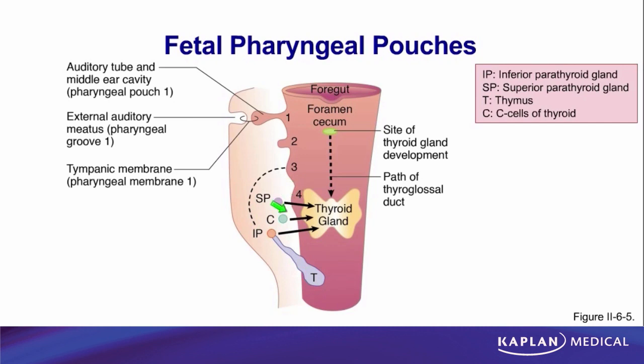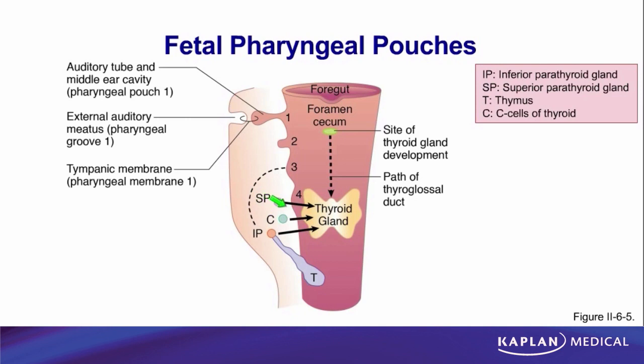From the cells underlying the fourth pouch, again, those cells migrate, not nearly as far. Some of them just migrate a little medially. They become the superior parathyroid, and others migrate and become incorporated into the thyroid gland, and they become the calcitonin secreting cells, or the C cells of the thyroid. So not the thyroxine secreting cells of the thyroid, but rather the calcitonin secreting cells, or the C cells of the thyroid. So they come from the cells underlying the fourth pouch.